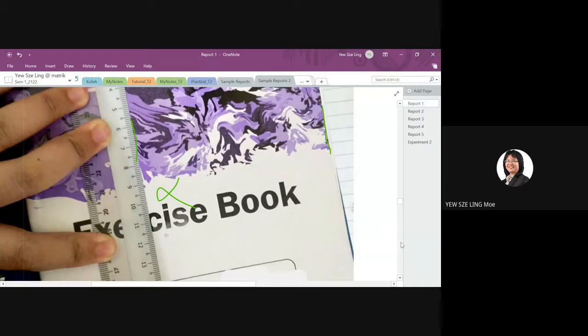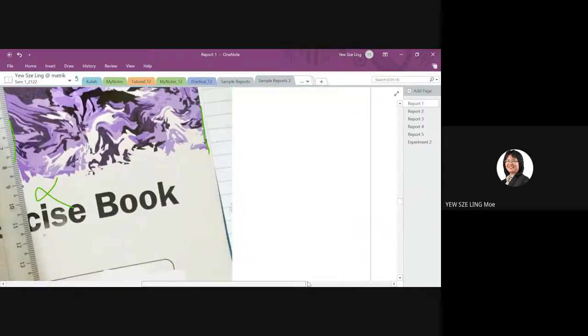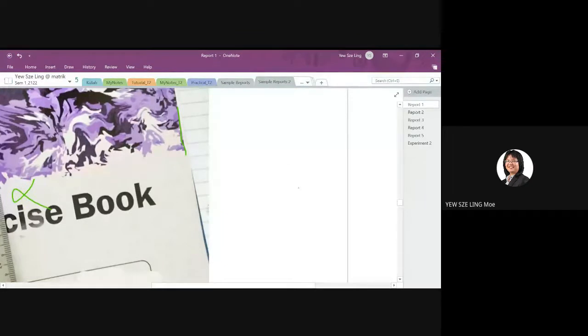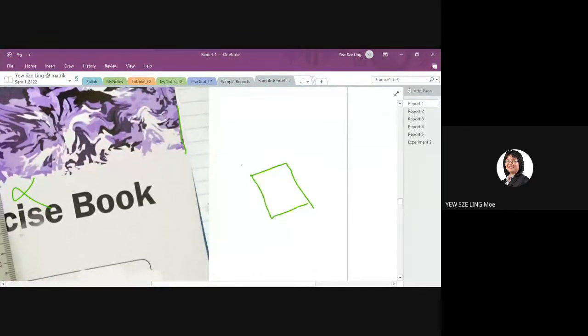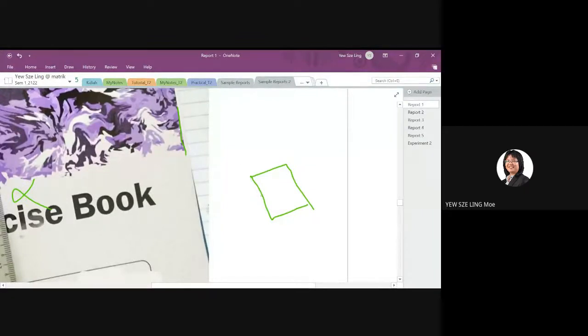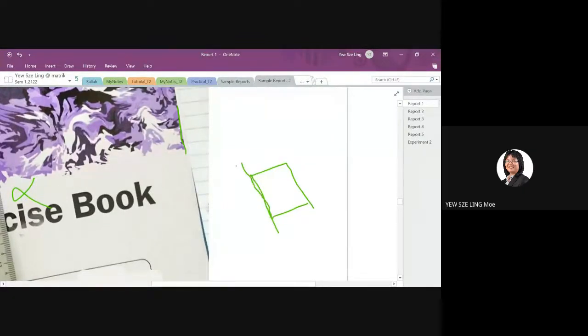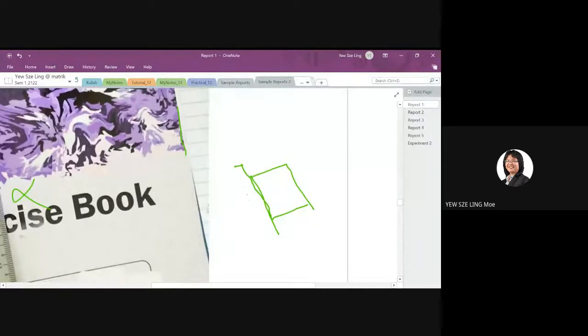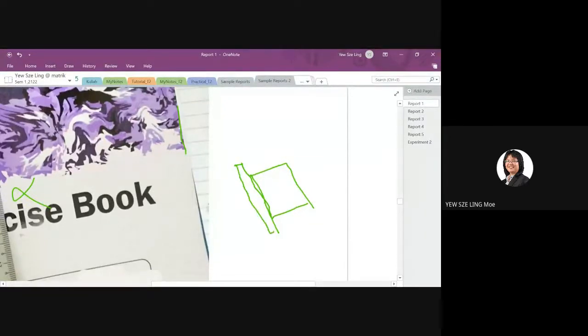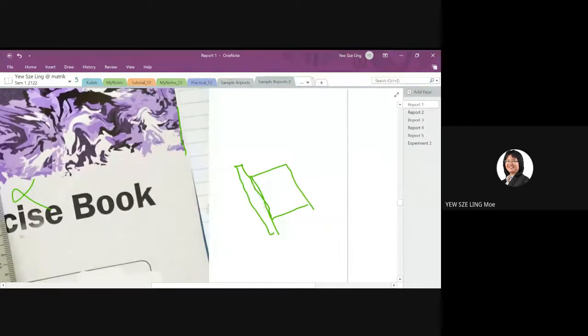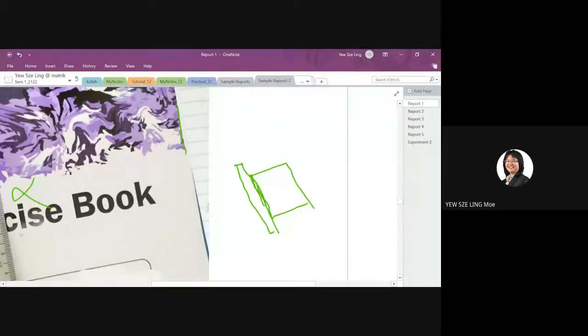So what should you do? Now, let's say this is your book. You should place the ruler beside the book. Kamu guna tulang belakang buku. So you measure that one. You put it beside the book to measure the length. When you put it close to the book, you are actually making sure that the ruler and the book are parallel to each other. So you are measuring the length of the book.